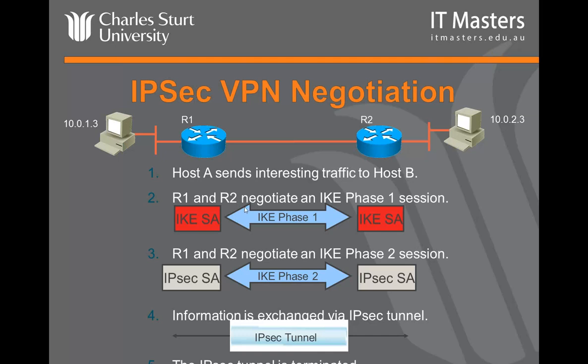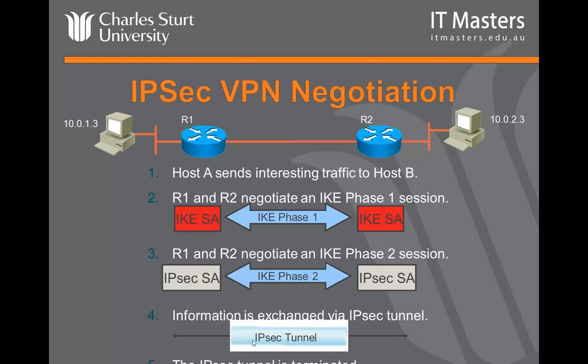Router 1 and router 2 then negotiate an IKE phase 1 session as we've just discussed. Okay, so the IKE security association is formed on both sides and we're ready to go. Router 1 and router 2 will then negotiate an IKE phase 2 session, which is effectively your IPSec negotiation. It negotiates what encryption, what hashing, what lifetime values we're going to use. Okay, got an agreement on both sides. The tunnel is now set.